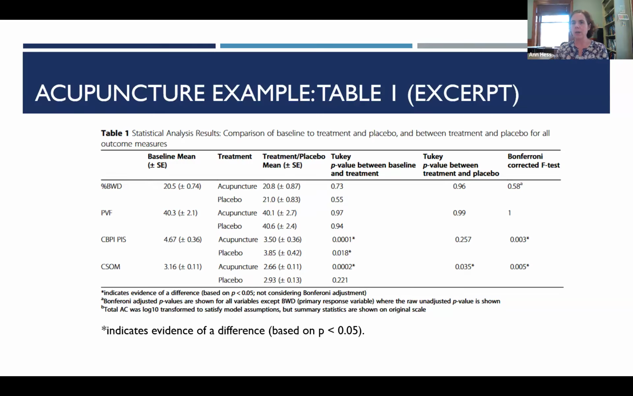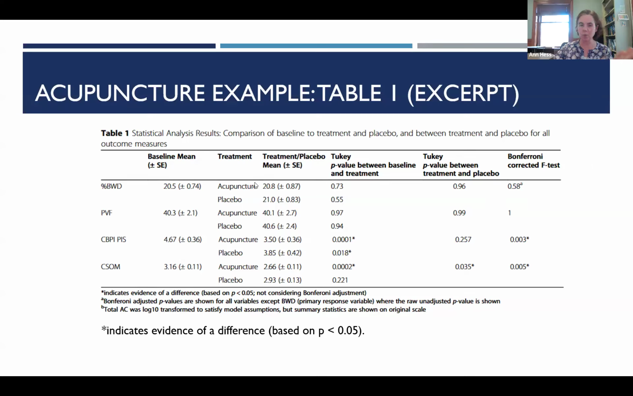And they had a whole written results section, but I'm going to go to just a subset of a table of results. And so here you can see 4 different response variables, BWD, PVF, and 2 more. Let me just orient you a little. Remember that for this study, they had 3 visits. So they had the baseline visit, and then they had the acupuncture and placebo visits.